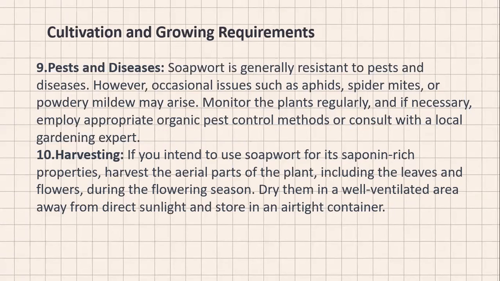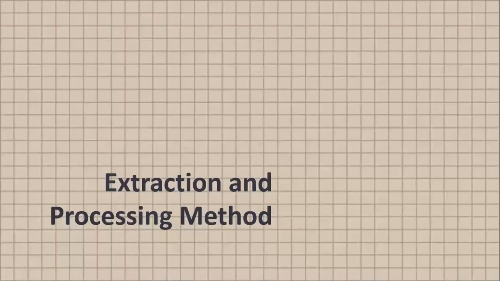Tenth one is harvesting. If you intend to use the soapwort for its cleansing properties, harvest the aerial part of the plant, including the leaves and the flowers, during the flowering season. Dry them in a well-ventilated area away from direct sunlight and store in an airtight container.